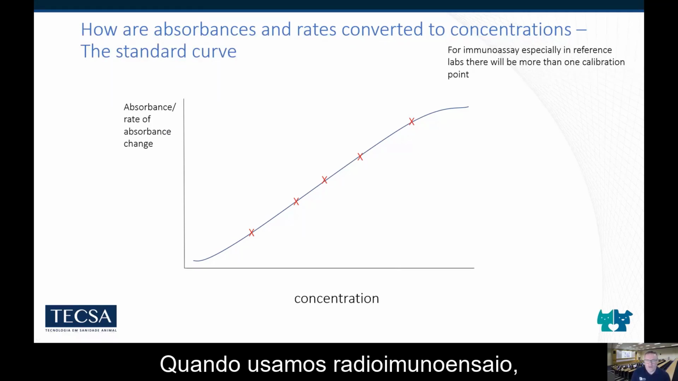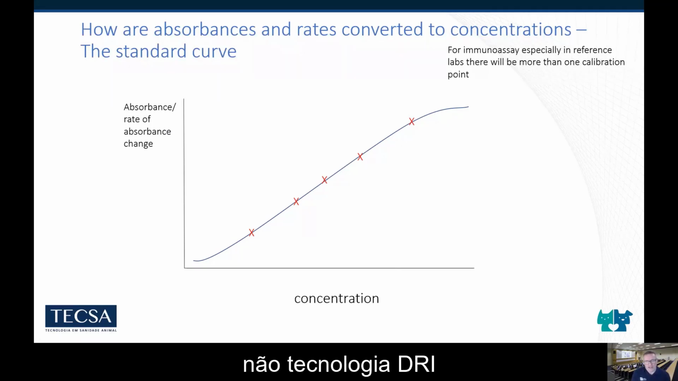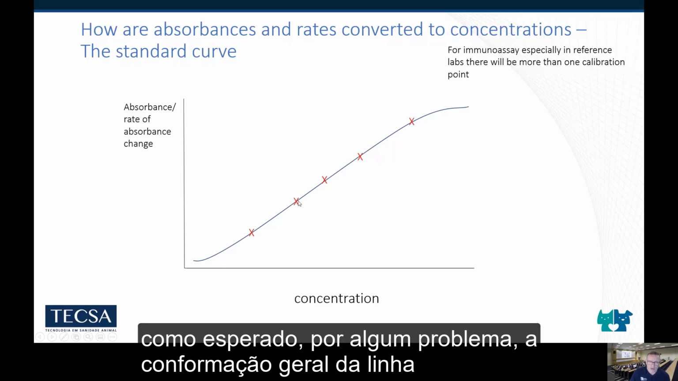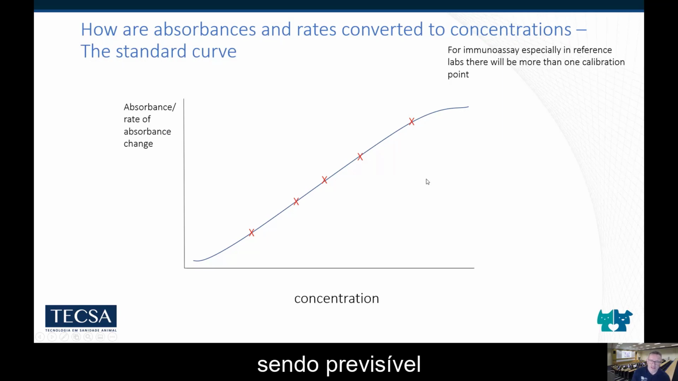When we're using radioimmunoassay and that dry homologous assay technology, we often have numerous calibrator points, which means that even if one of these didn't work quite that well, there was something wrong with it, then the general shape of the line is likely to be still predictable from the data.